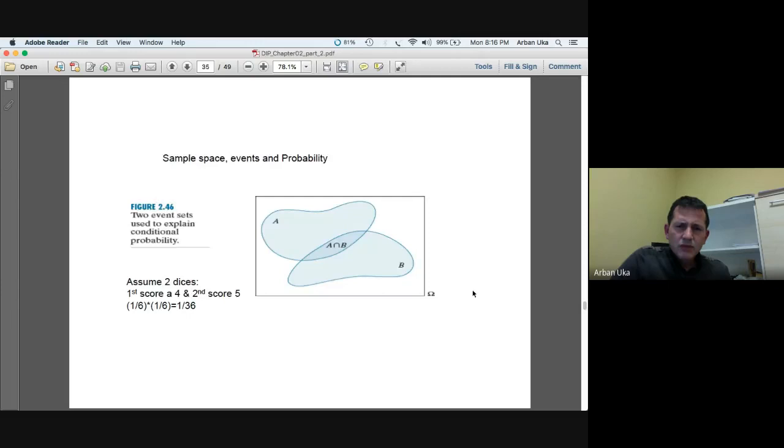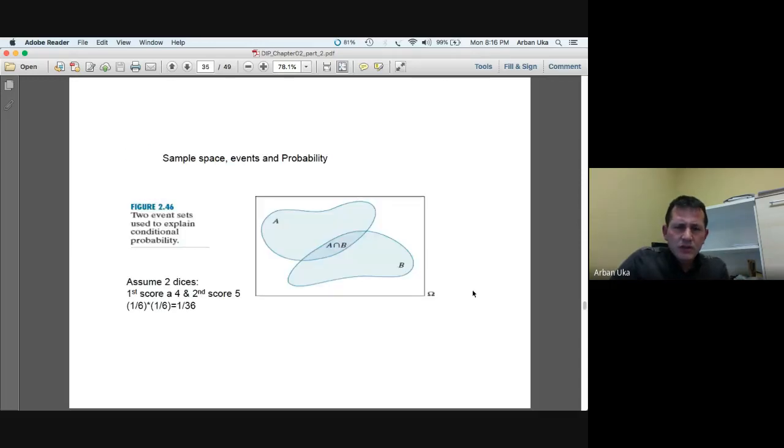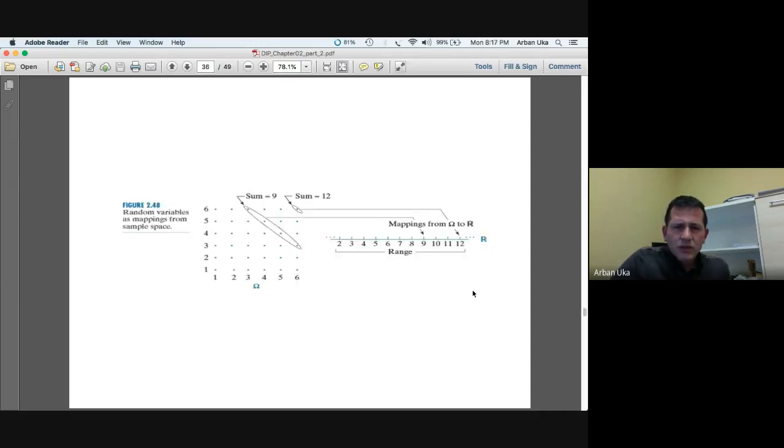I'm very much interested in this, especially working in the Fourier domain. So in the future chapters, we're going to talk about this one in detail. Now, here we can also talk about the different probabilities when we are working randomly with data, but we can just pass this one.